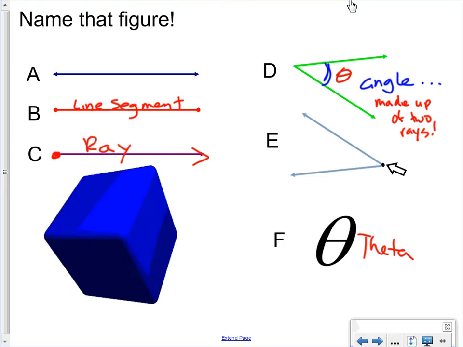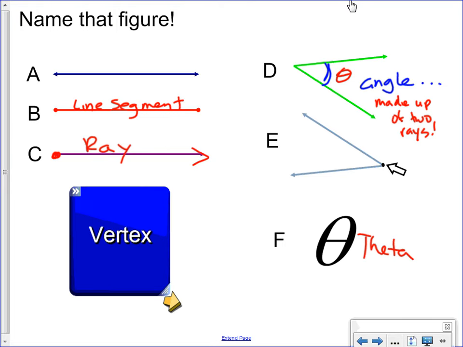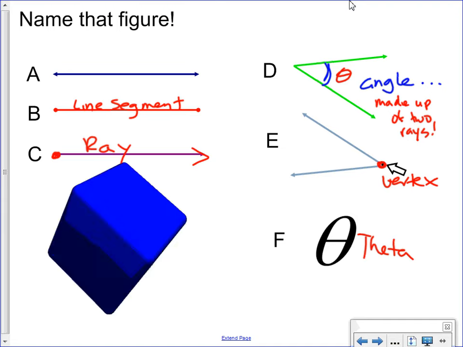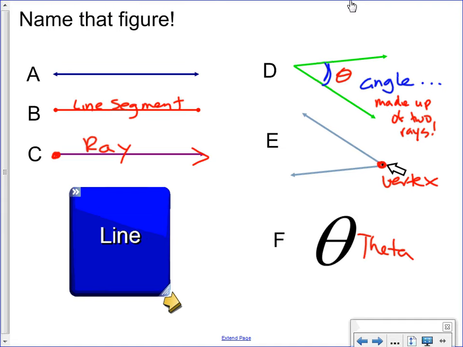What else do we got? E is the vertex. This thing is pointing to where those two rays meet. This is definitely a vertex. And last but not least, A is a line, because it just keeps on going. Okay, here we go.